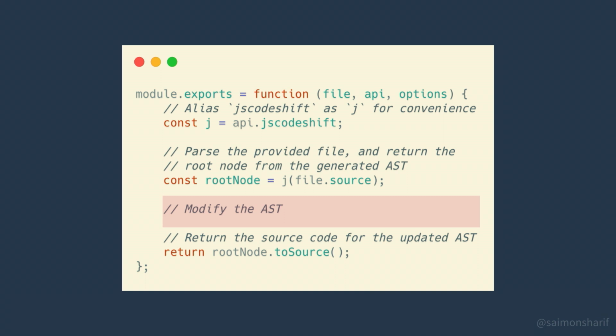After that, we'll need to actually modify the AST itself. That one's a little bit more involved. Let's hold off on that for a second. In the end, we can regenerate our source code from the abstract syntax tree by calling the toSource method. Here's where things get interesting.